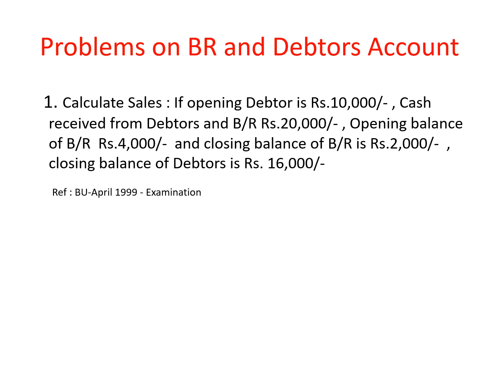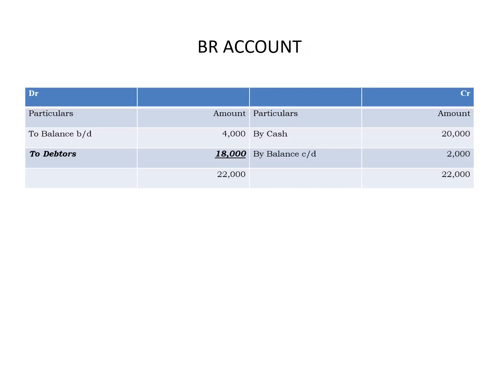Then opening balance of BR is rupees 4,000. So we bring down this balance to the BR account. To balance brought down 4,000. And closing balance of BR is 2,000. So by balance carried down will be 2,000. Closing balance of debtors is rupees 16,000. This will go to debtors account as by balance carried down. Let us see the same in the accounts now.